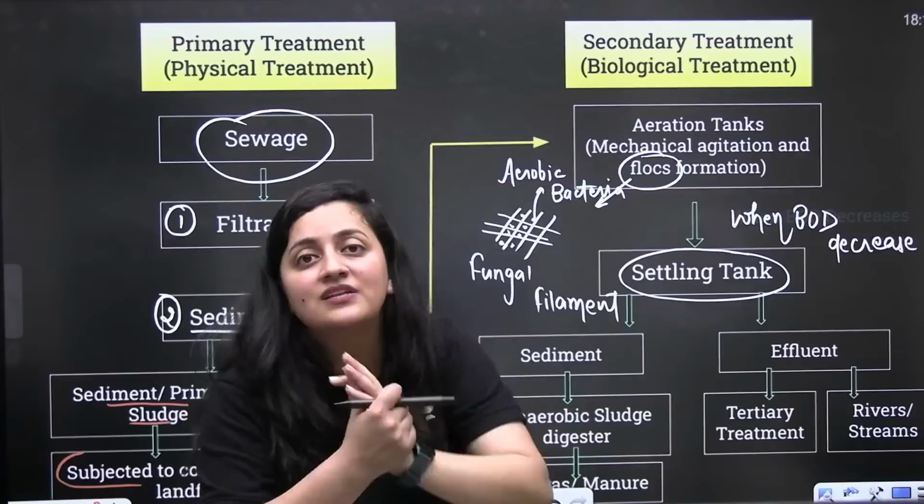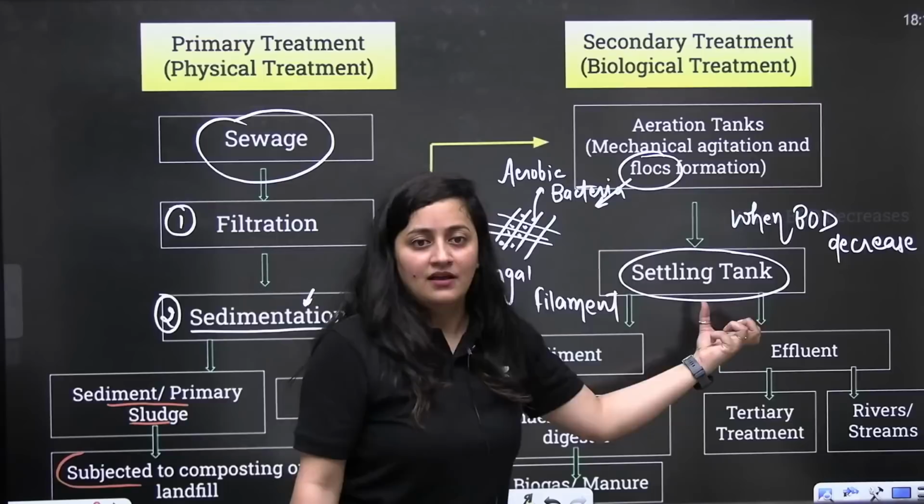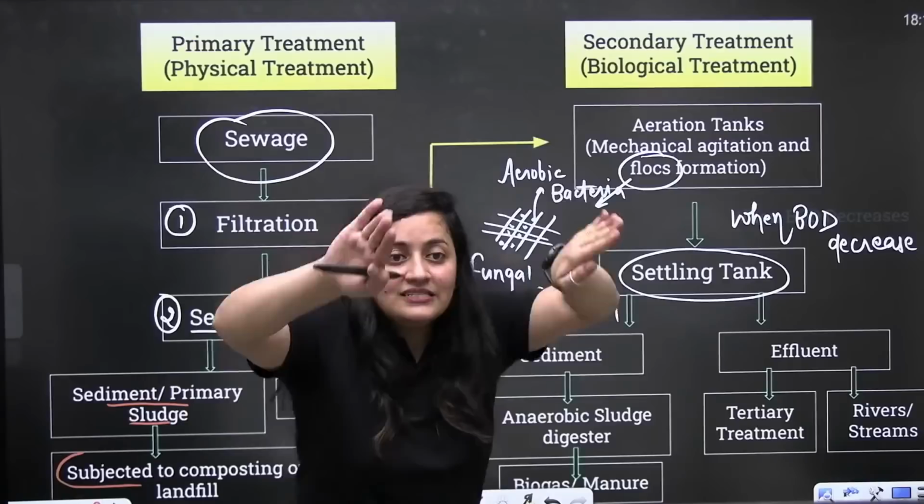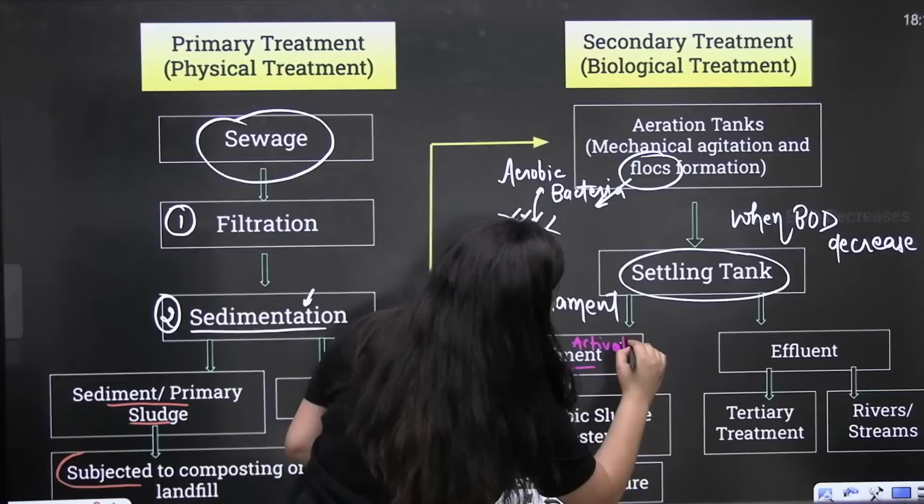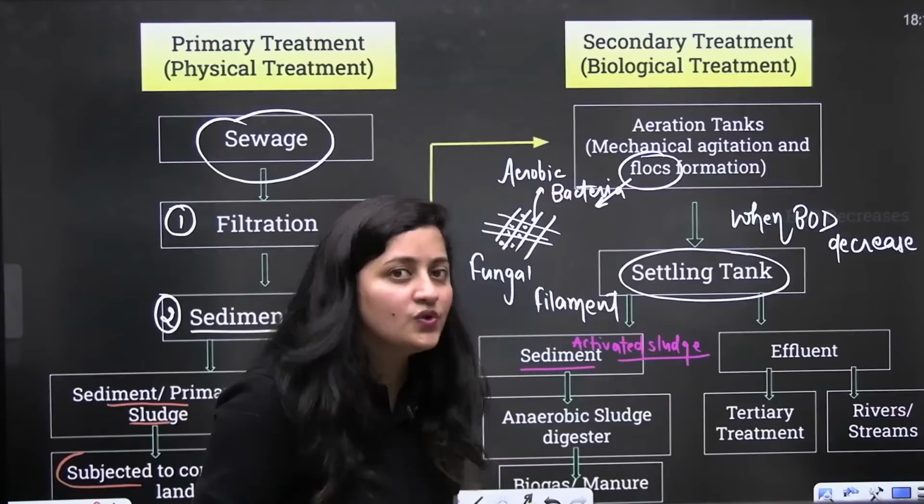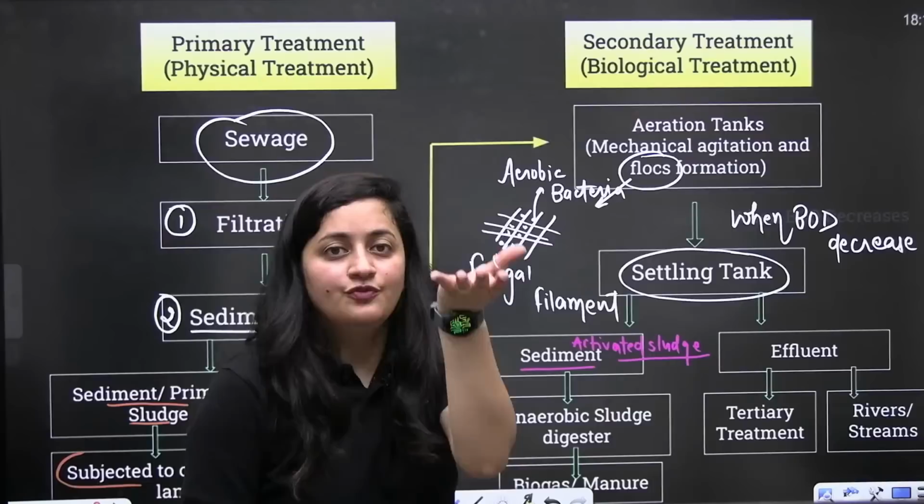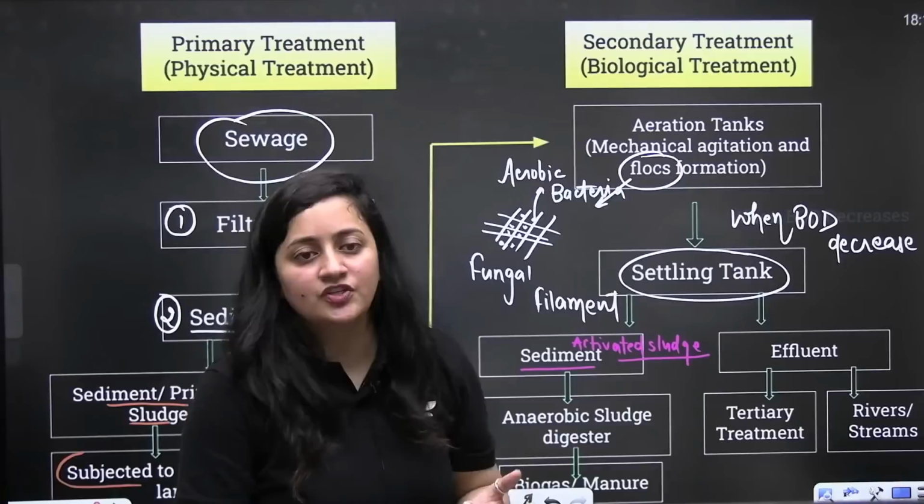And after that, when BOD decreases, we are going to pass everything to another tank, and we call that tank the settling tank. In that tank, your sediment is basically the activated sludge. So don't you think it is the result of aerobic digestion? Activated sludge will form after the aerobic digestion, bachche.